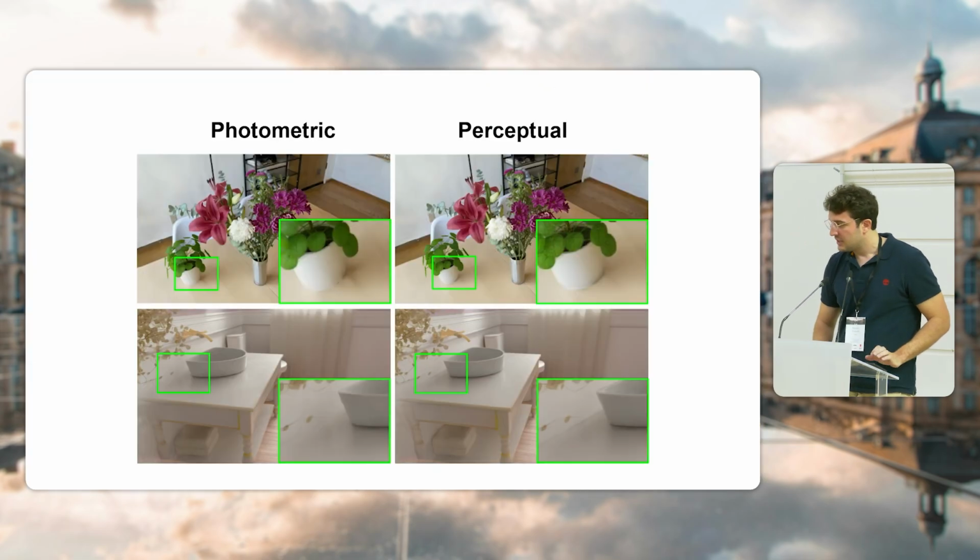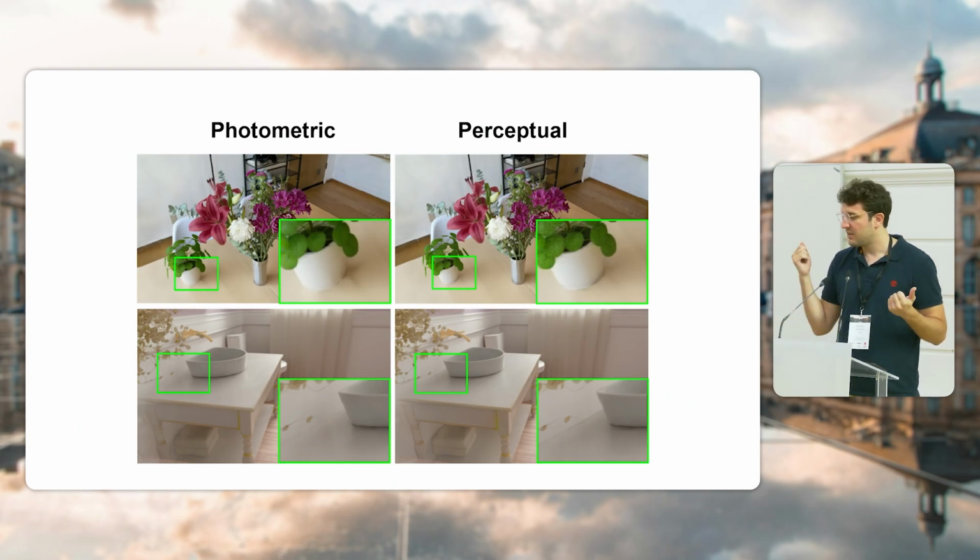Anyways, this is just to illustrate the difference between the photometric and the perceptual loss used for this. These are two examples. In the one on the top, you can see this annoying artifact in the shadow. And in the one on the bottom, you can see that the photometric loss gives this blurry result instead of a well-defined edge for the table.